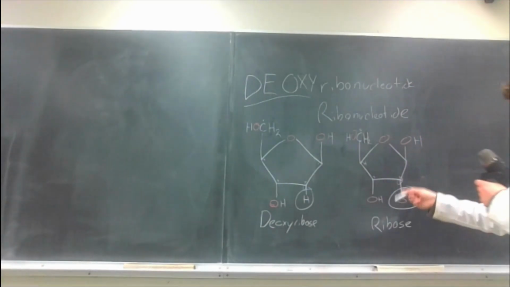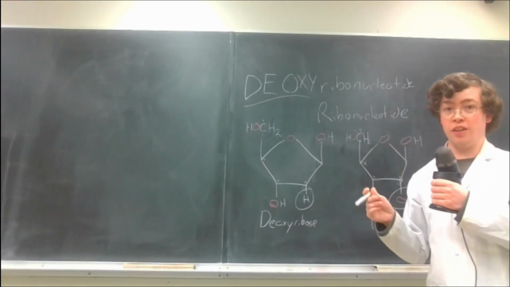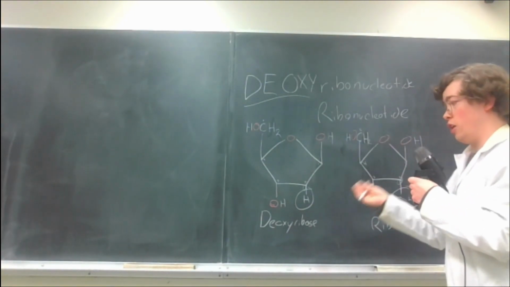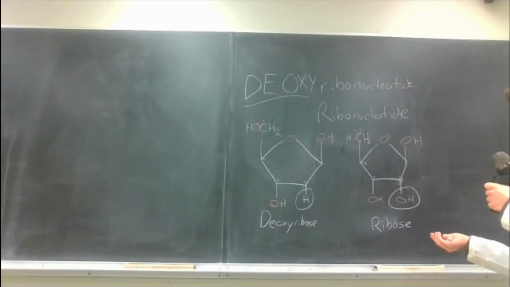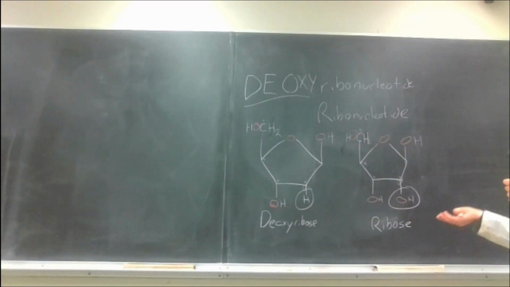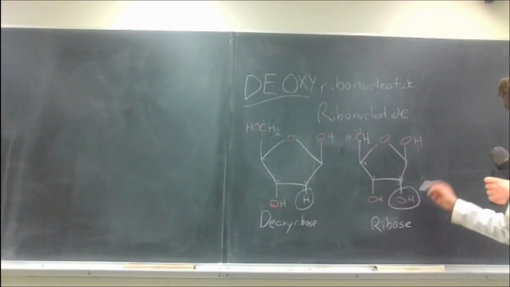And it's in the exact same location in terms of which specific carbon of the sugar contains or lacks that oxygen. So just by looking at the structures here, you can kind of see how deoxyribose and ribose are very similar, and the only difference is that deoxyribose lacks an oxygen where ribose normally has one.